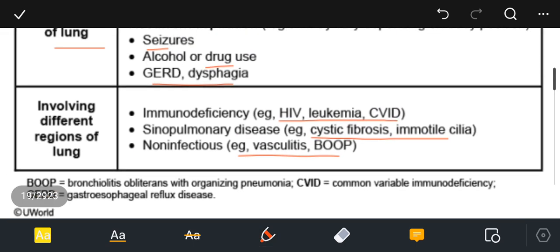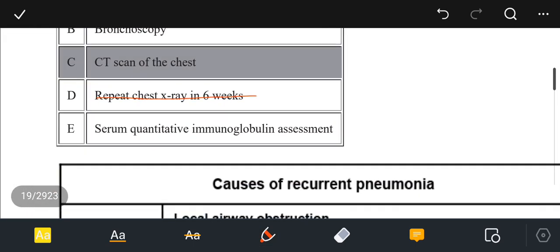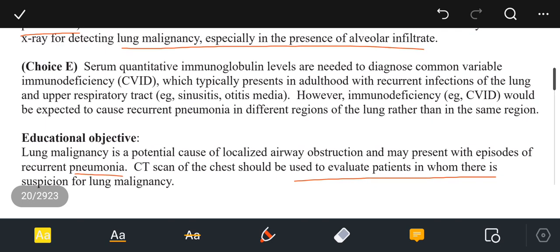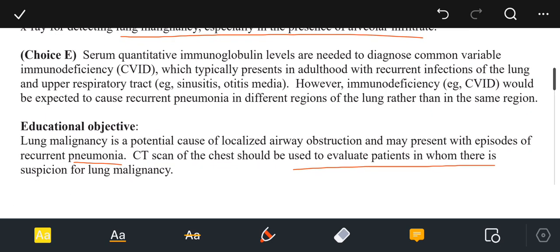The choice E was not the option of choice, that was serum quantitative immunoglobulin assessment. It was not the option of choice because serum quantitative immunoglobulin levels are needed to diagnose common variable immunodeficiency, which typically presents in adulthood with recurrent infections of the lung and upper respiratory tract, for example sinusitis and otitis media. However, immunodeficiency like CVID would be expected to cause recurrent pneumonia in different regions of the lung rather than the same region.